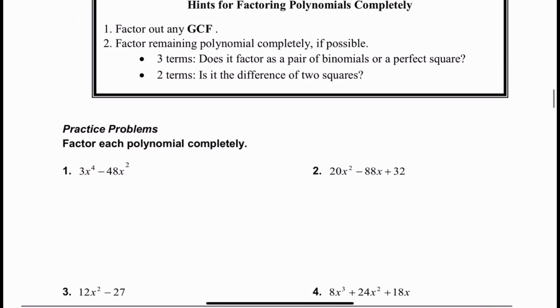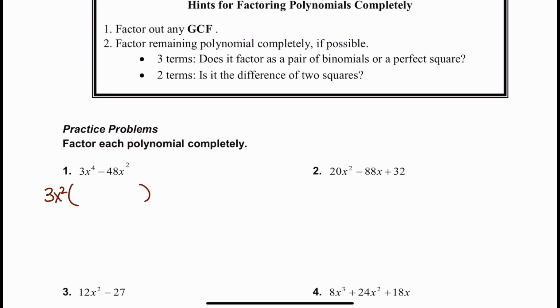Look at number 1. I want to look at 3 and 48. If I add 4 plus 8, I get 12. 12 is divisible by 3, so I know 48 is also divisible by 3. So I'm going to go ahead and pull a 3 out of my binomial here. I also am looking at the x's. This one has 4 x's. This one has 2 x's, but they both have 2 that they can give me. So I'm going to pull out an x squared.